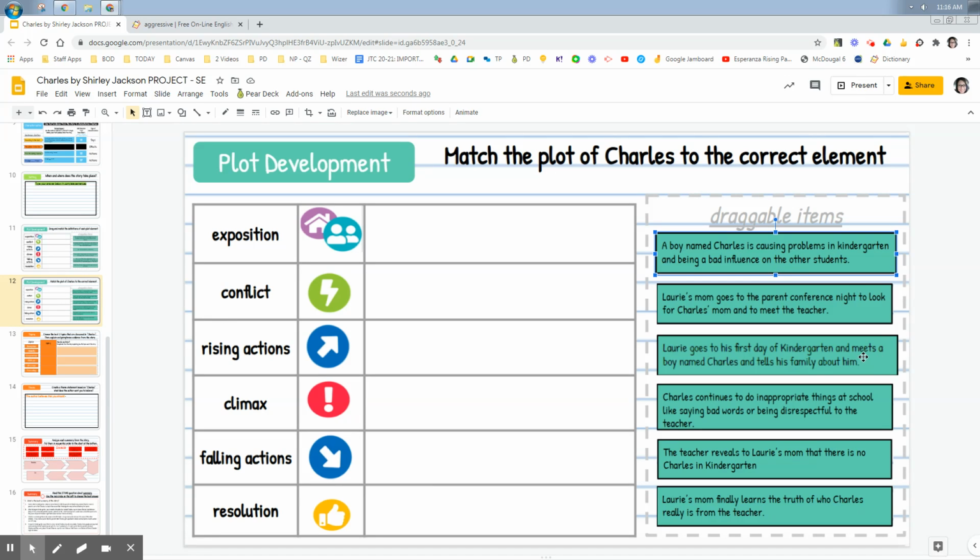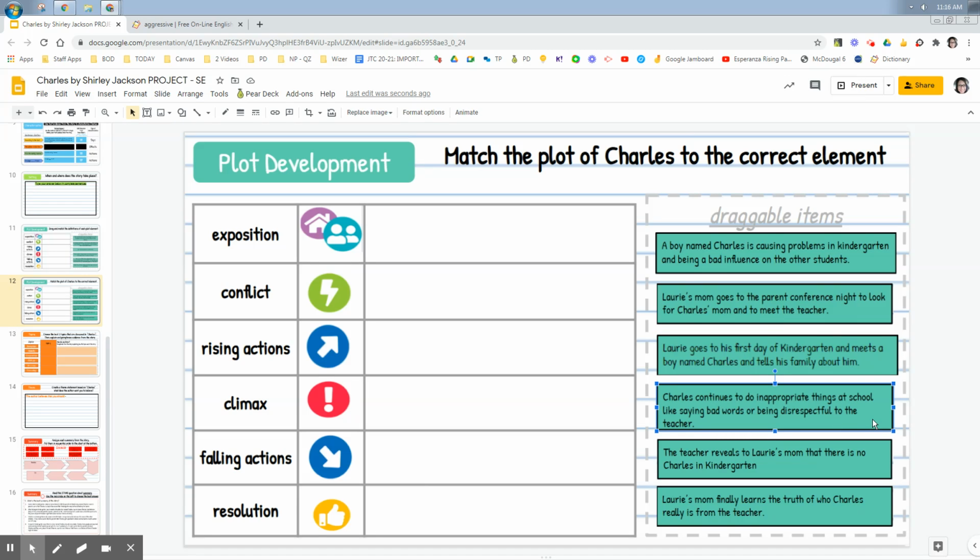The first one says, a boy named Charles is causing problems in kindergarten and being a bad influence on the other students. The next one says, Laurie's mom goes to the parent conference night to look for Charles's mom and to meet the teacher. The third one says, Laurie goes to his first day of kindergarten and meets a boy named Charles and tells his family about him.